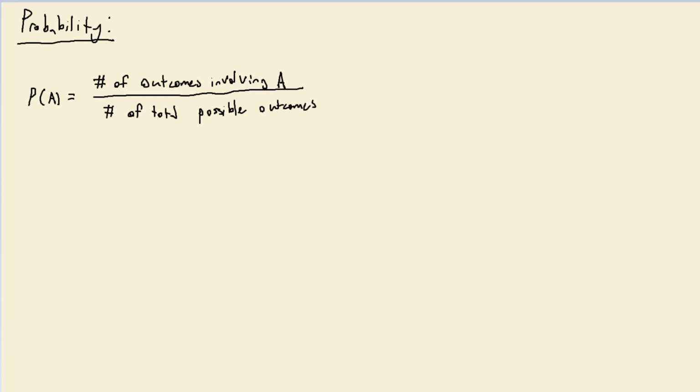Now, I want to make the point here. Here's an example of that. If you were to flip a coin and you want your probability of it landing on heads, there's the number of outcomes involving heads, that's 1, divided by the total number of possible outcomes, which is heads or tails, it's 2. So your probability of getting heads would be 1 over 2, which is 50%, or 0.5.